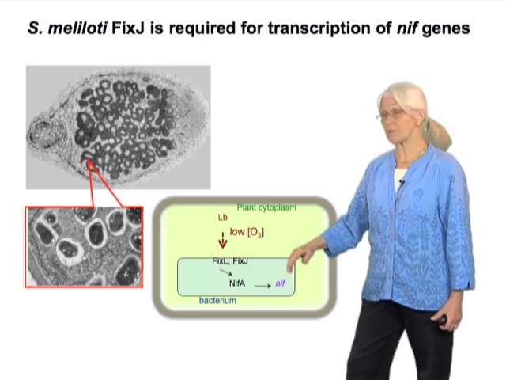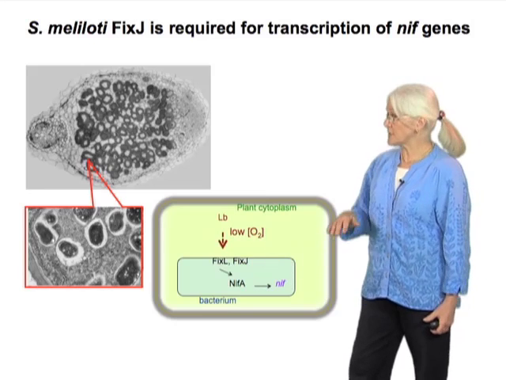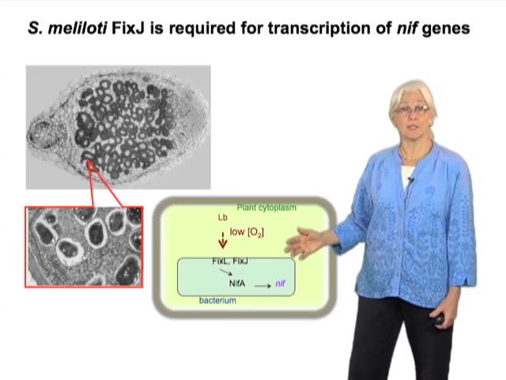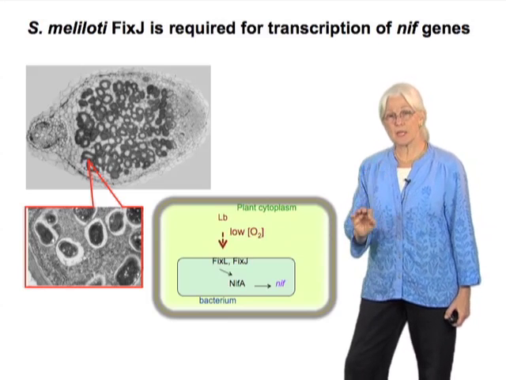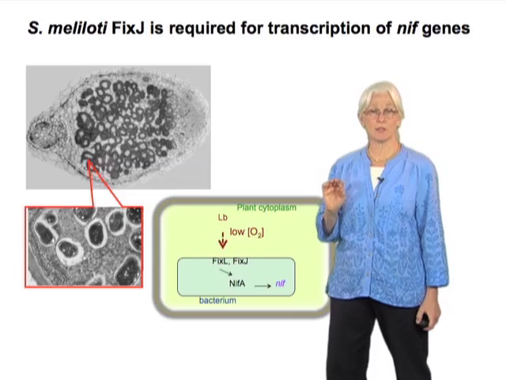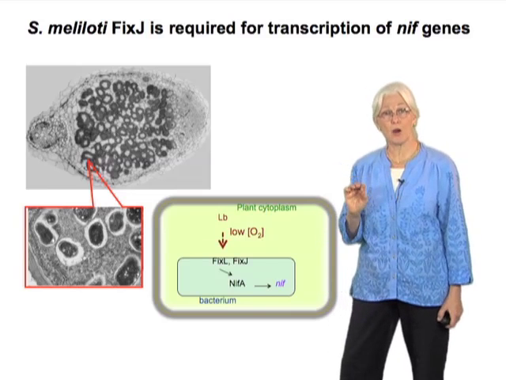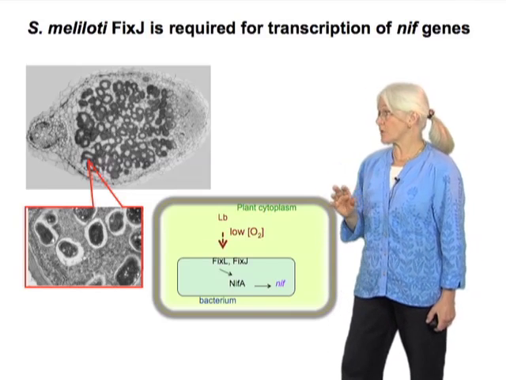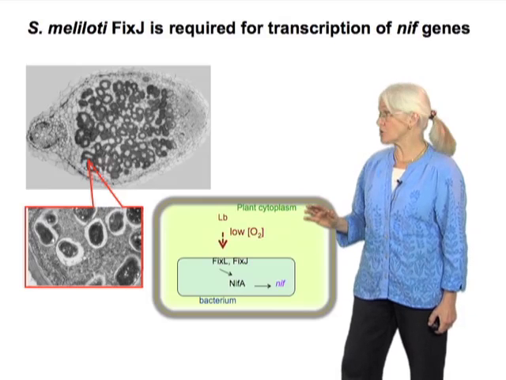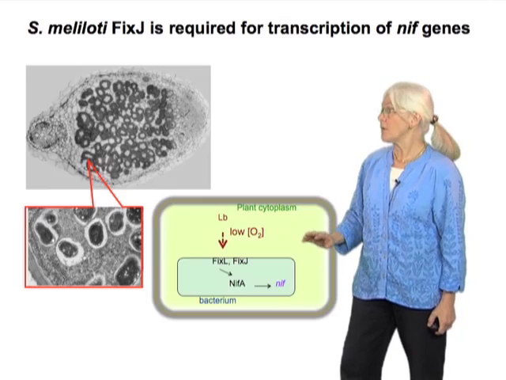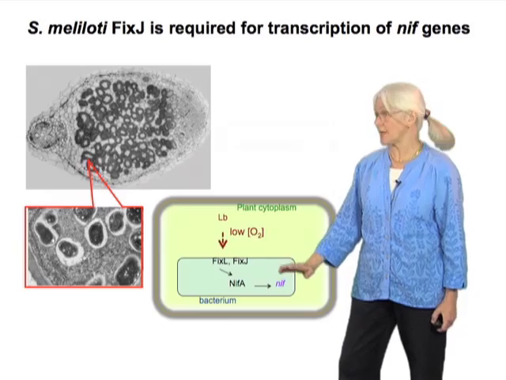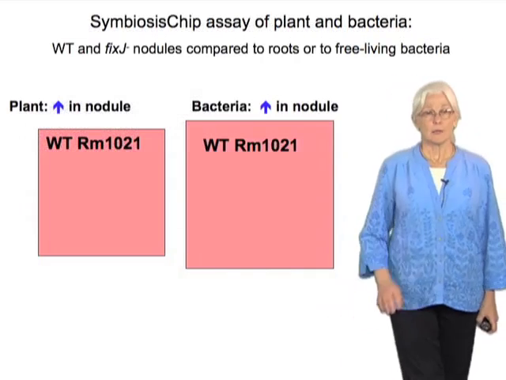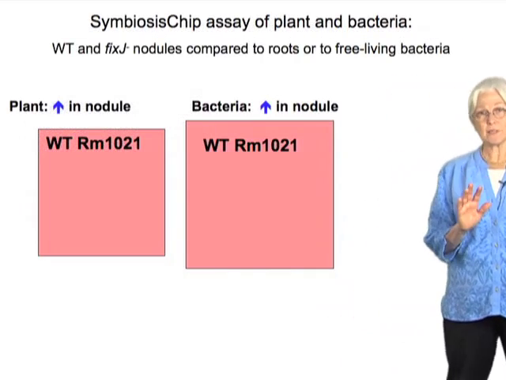So the bacterium provokes a nodule, it gets into the plant, but then it doesn't work. So the RNA transcription studies we're doing now are going to compare a nodule made with wild-type bacteria and a nodule that's made and infected with bacteria that then don't fix nitrogen. And here are the results. Let's take a look at the wild-type first.